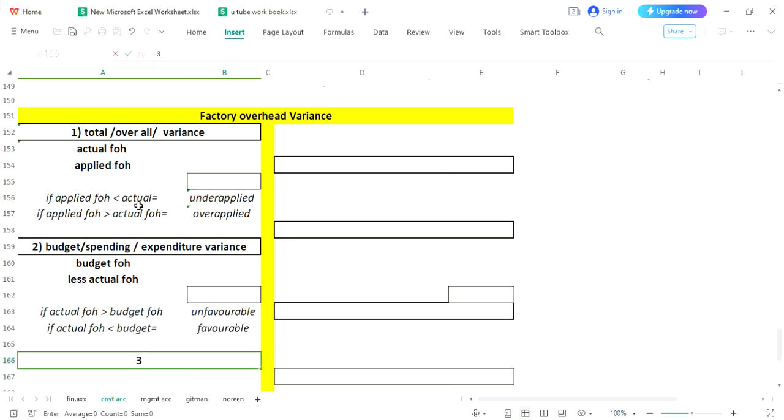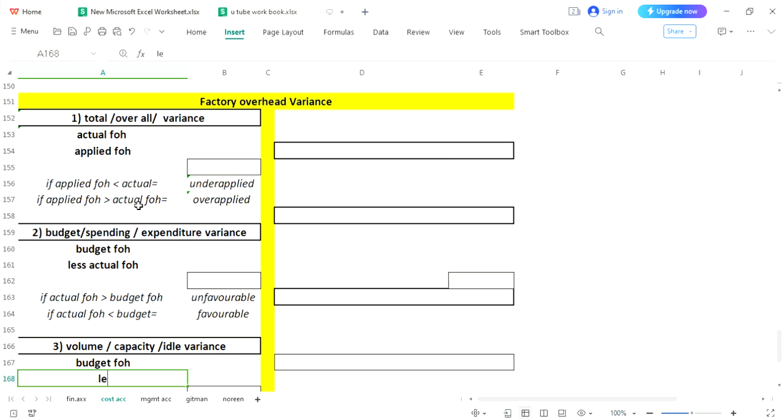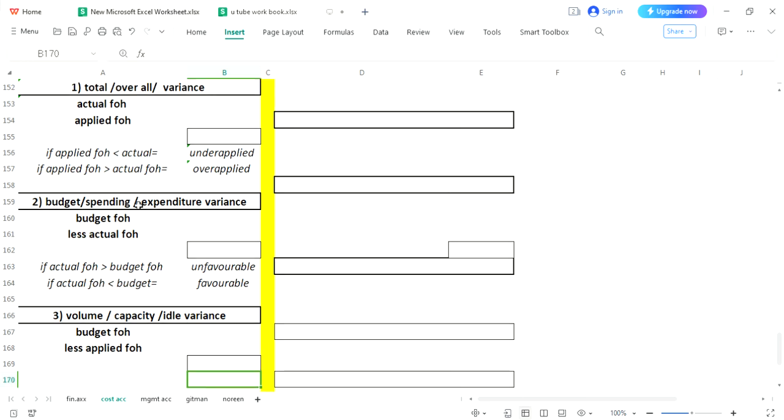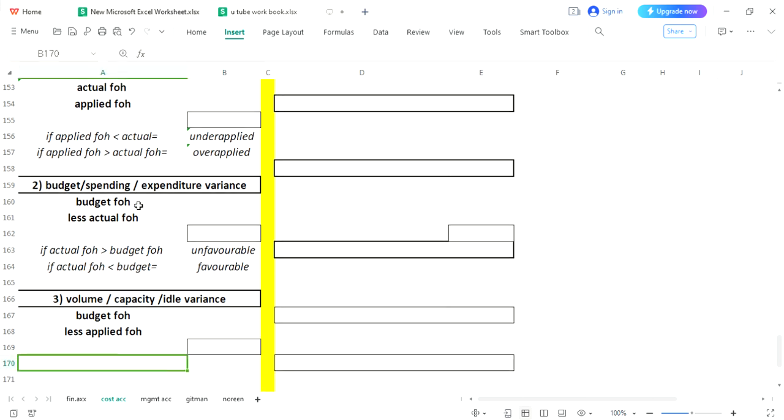Third, volume variance, also called capacity variance or idle variance, is a relationship between budget and applied. So write down budget FH and then you will see your applied FH. Here you will calculate the variance. How? The difference between budget and applied FH would be considered your volume variance. And here you will conclude by focusing upon budget.